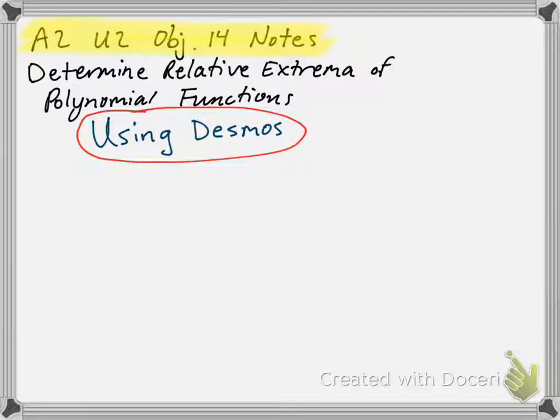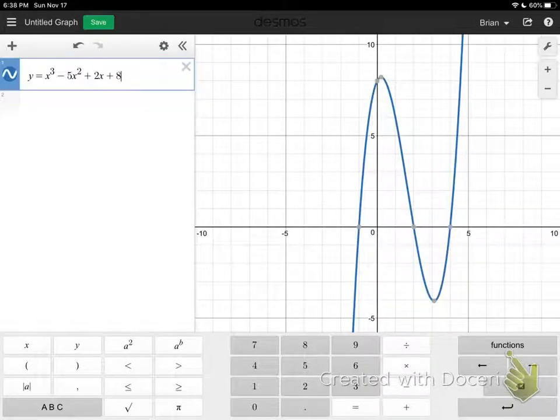But for right now, I need you to be in Desmos, and I need you to go ahead and type into the first line y equals x cubed minus 5x squared plus 2x plus 8. And as soon as you do that, or just pause the video and do that, and I will show you what you should see. So you should see a graph that looks like this, where it has a high point and a low point.